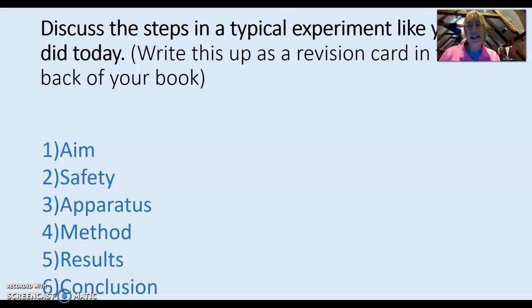And on the left-hand side, you write the question. Discuss the steps in a typical experiment like you did today. And then your answer, I've put over here. Step 1 is aim. You then talk about the safety. You list the apparatus. You give a detailed method. Remember, the more detail, the more chance that I will be able to do it in exactly the way that you mean. Give the results and then a conclusion. So pause the video so that you can copy this into the back of your books.